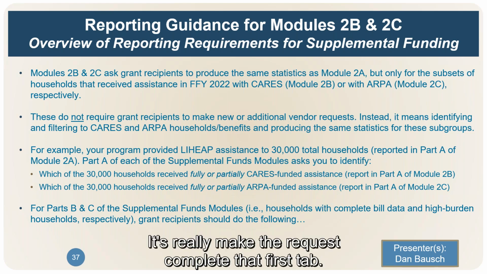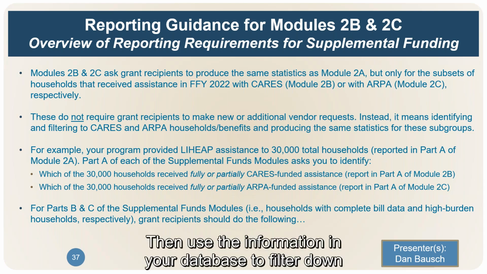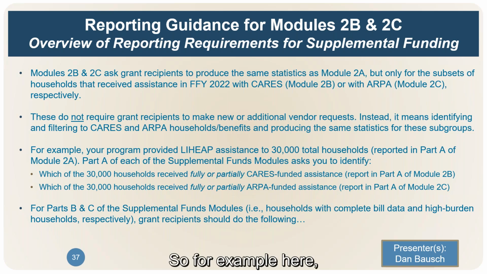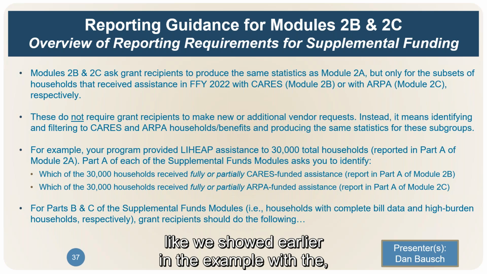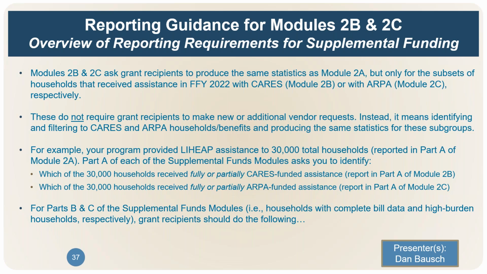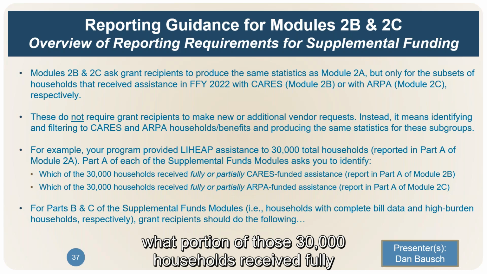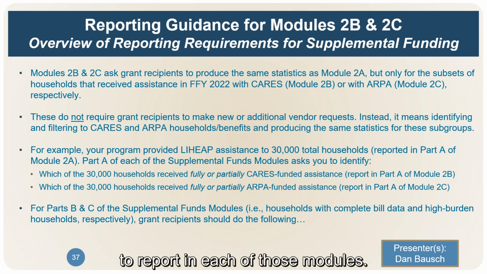It's really make the request, complete that first tab, then use the information in your database to filter down to the households that receive the supplemental funds. So for example, if you provided LIHEAP to 30,000 households, like we showed earlier in the example with the graphics, for the supplemental funds, you'd need to figure out what portion of those 30,000 households received fully or partially funded ARPA or CARES assistance to report in each of those modules.